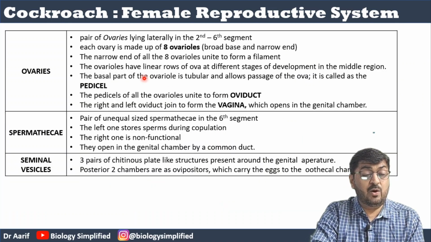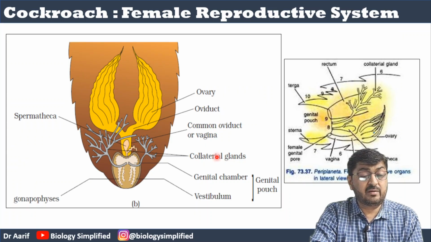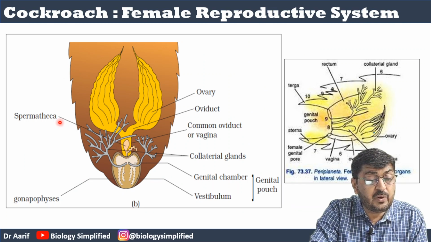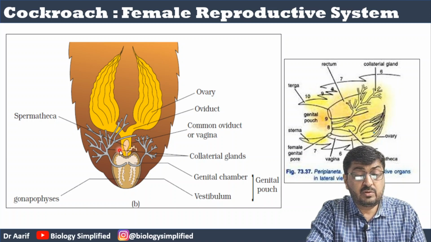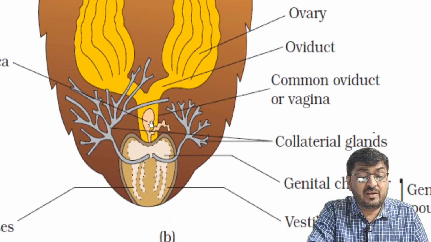I hope this part is clear. Coming to spermathecae: a pair of unequal sized spermathecae in the sixth segment. Have a look at this. I think it is visible properly here. Look at the spermathecae. Can you see this small balloon shaped structure? Let me zoom it for you. Can I see one inflated balloon and one small deflated balloon type structure? So a pair of spermathecae, wherein one is enlarged and one is deflated.